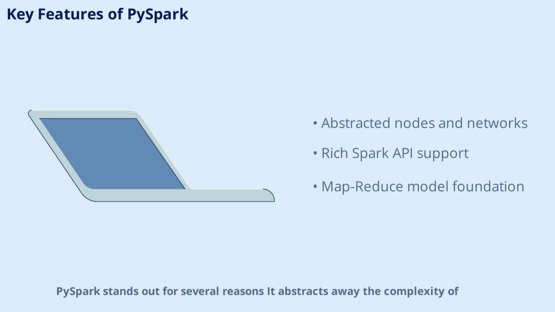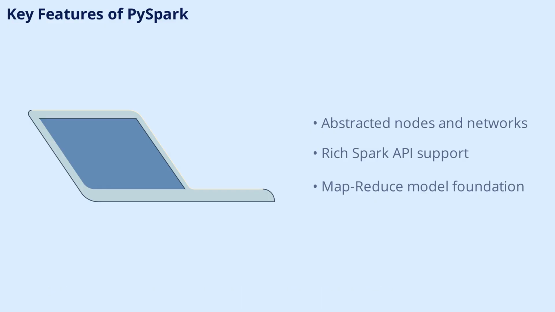PySpark stands out for several reasons. It abstracts away the complexity of managing individual worker nodes and networks, allowing users to focus on their data tasks. The Spark API in PySpark provides a rich set of functions for data manipulation, machine learning, and streaming. Built on the MapReduce model, PySpark lets you define map and reduce functions for parallel data processing. Communication between nodes is implicit, so you don't need to worry about low-level networking. These features make PySpark a user-friendly yet powerful tool for handling large-scale data.